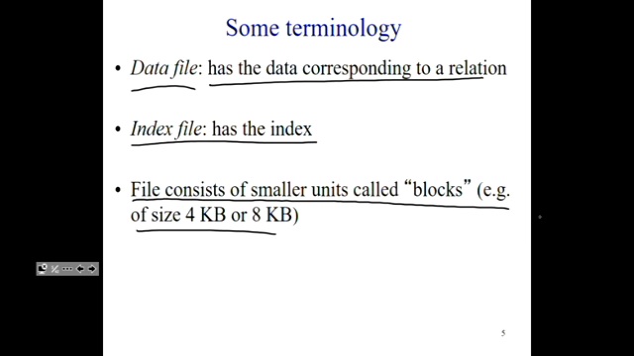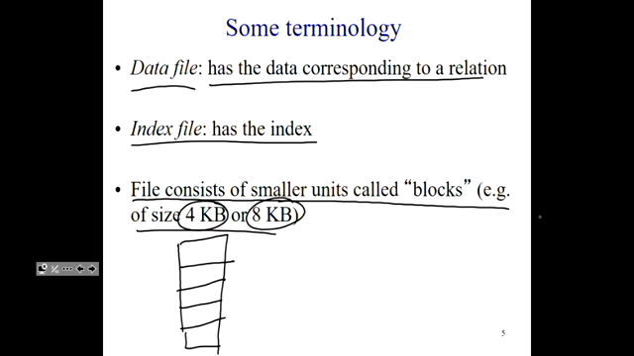You can think of this data file as being one giant file, but it is organized into groups at a granularity which is called blocks. A block could be of size 4 kilobytes or 8 kilobytes. Again, drawing an analogy to a textbook, your granularity could be a page. A page has a certain amount of information, and your index is also another set of pages. It's also organized as pages.